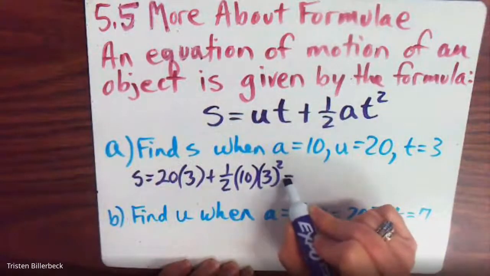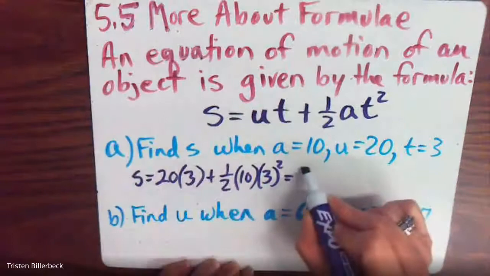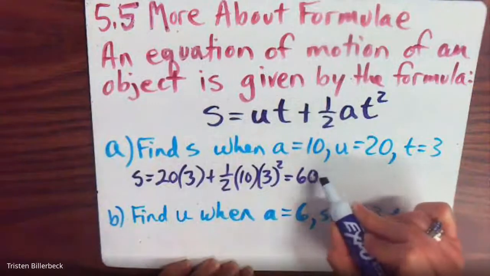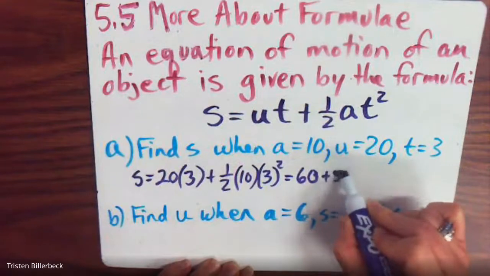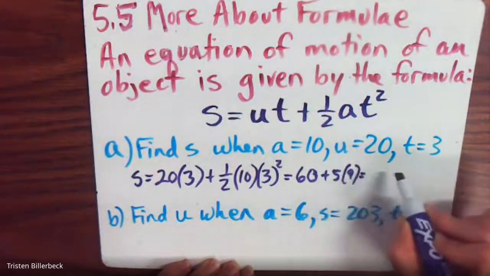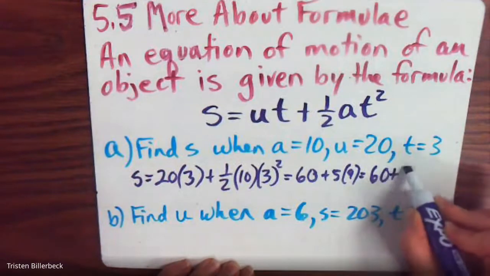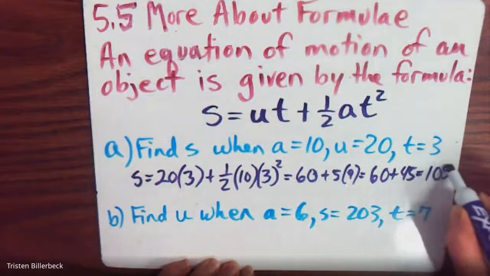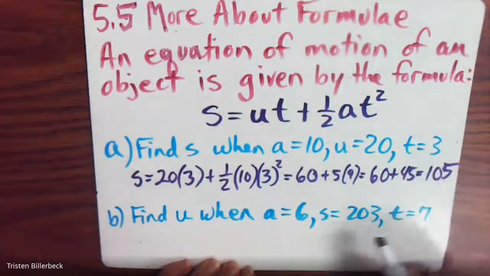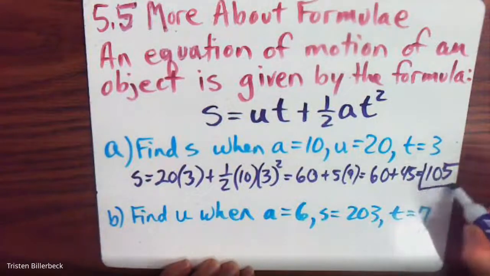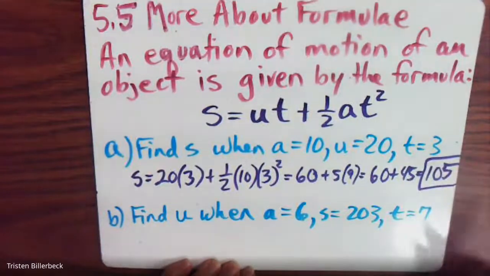Okay, so that gives me 20 times 3 is 60. Half of 10 is 5. And 3 squared is 9. So that's 60 plus 45 equals 105. So we're just doing substitution and then calculating it out. So 105 is our answer.